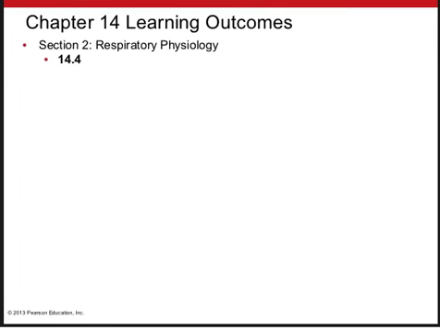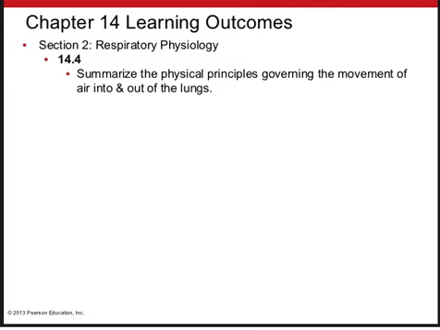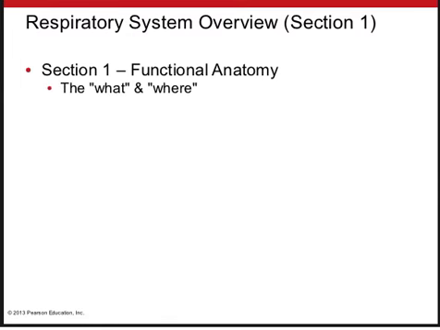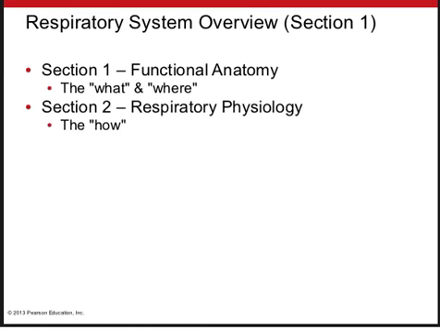We'll take a look at respiratory physiology by summarizing the physical principles governing the movement of air into and out of the lungs. And we'll describe the brainstem structures that influence the control of respiration and the effects of CO2 on respiratory rate. So if we look first at the functional anatomy of the respiratory system, that'll essentially encompass the organs that make it up and where they're located. And then in section 2, we'll look at how they work.